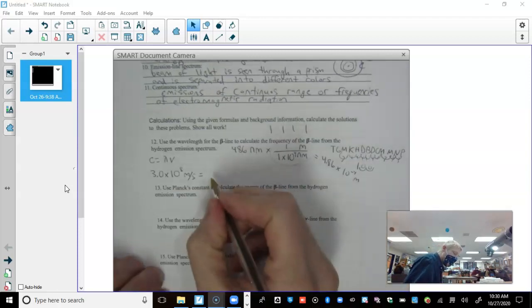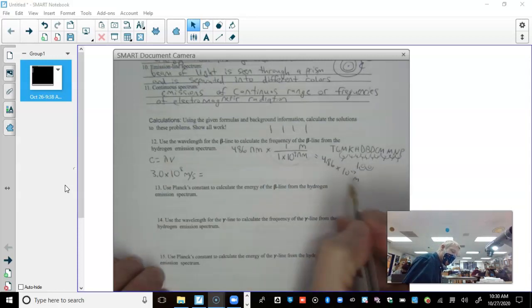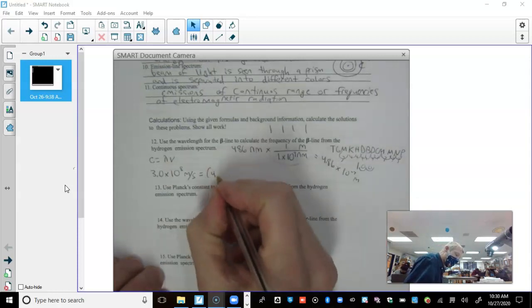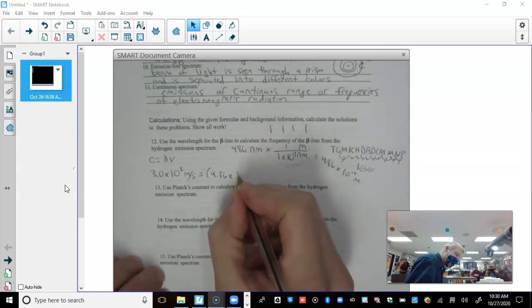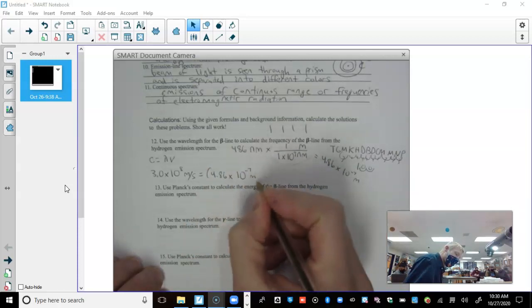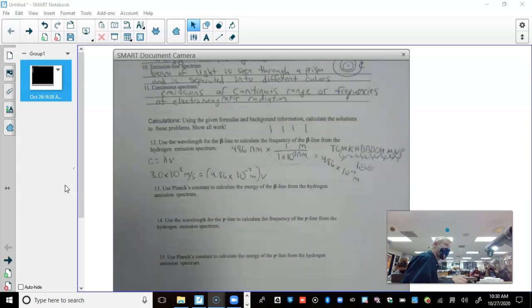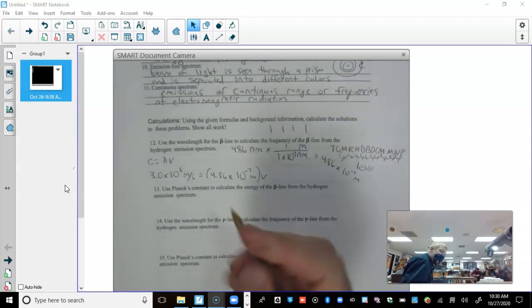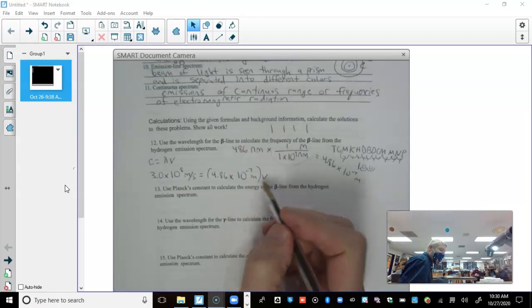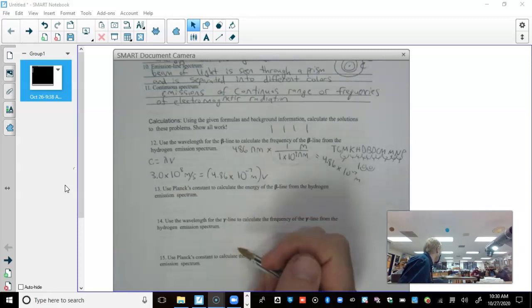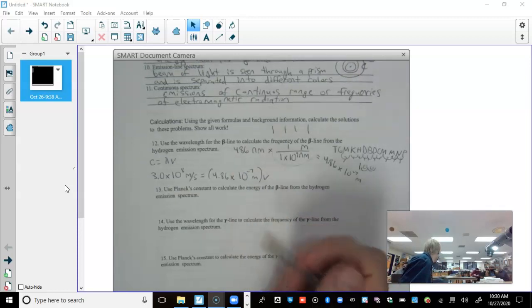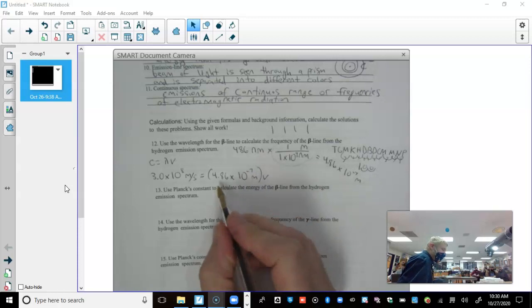All right, so our wavelength is 4.86 times 10 to the negative 7th meters times frequency. Besides the scientific notation, this is looking a little more familiar, where we have a single variable and we can isolate. So what would be the last step to this problem? What's the last step to this algebra? We divide both sides by?